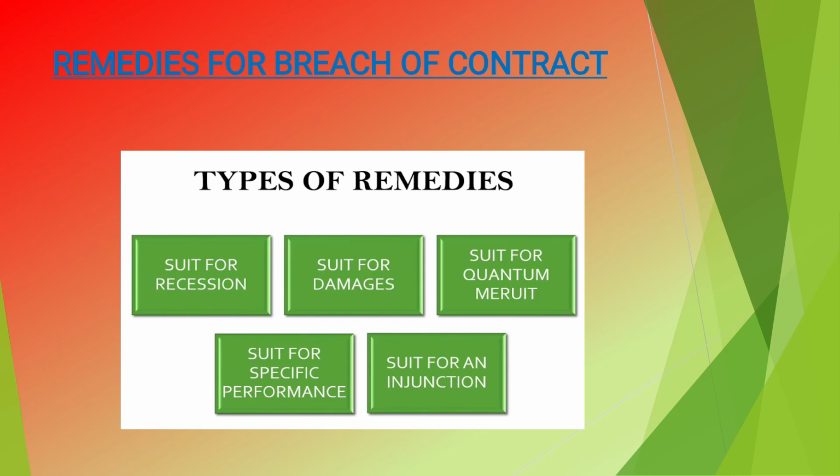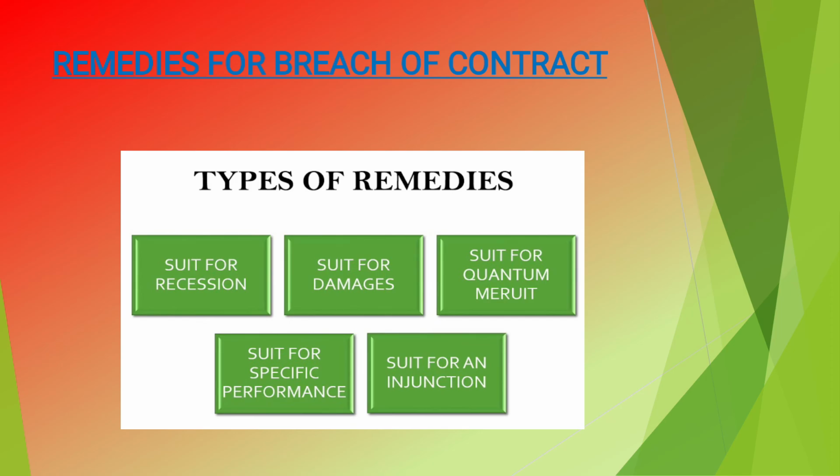Then the third thing is suit for specific performance. Sometimes the damages are not an adequate remedy for breach of contract. In such cases, the court may, at the suit of the party not in breach, direct the party in breach to carry out his promises as per the terms of the contract. This is known as specific performance. That is, the court directs the other party to perform his obligations which are assigned in the contract.